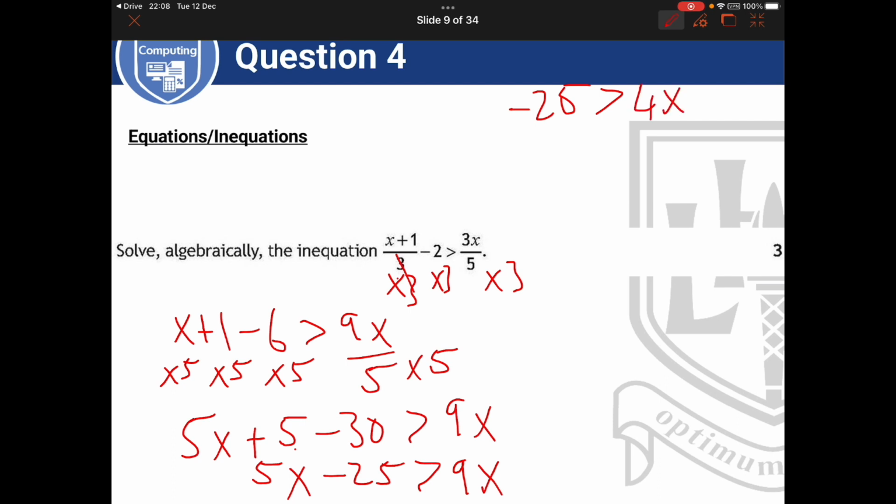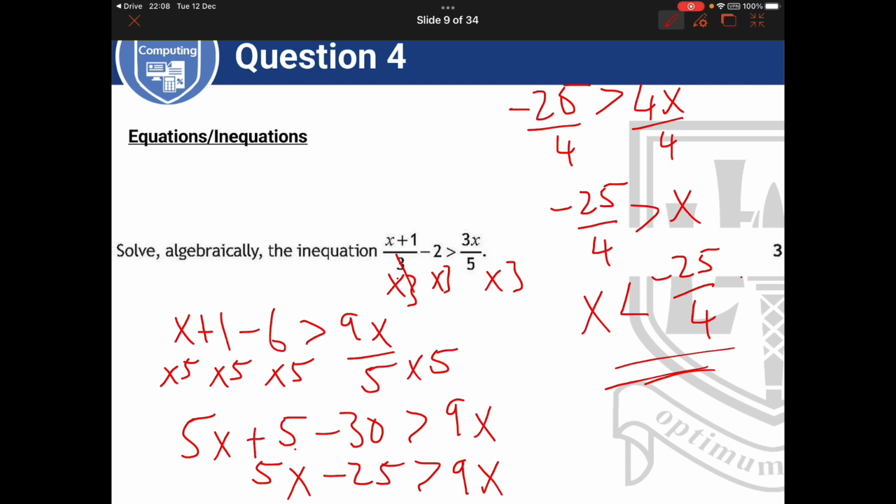Trying to get this down to a single x, so next step is to divide by 4. So I'm going to have a fraction, minus 25 over 4 is greater than x. And that's a perfectly acceptable solution. Normally our x is on the left, so we can flip it round. But if you're going to do that, remember to keep the sign pointing the matching way. So x has got the pointy end, if you like, and the fraction's got the open end. So it stays like that, minus 25 over 4.